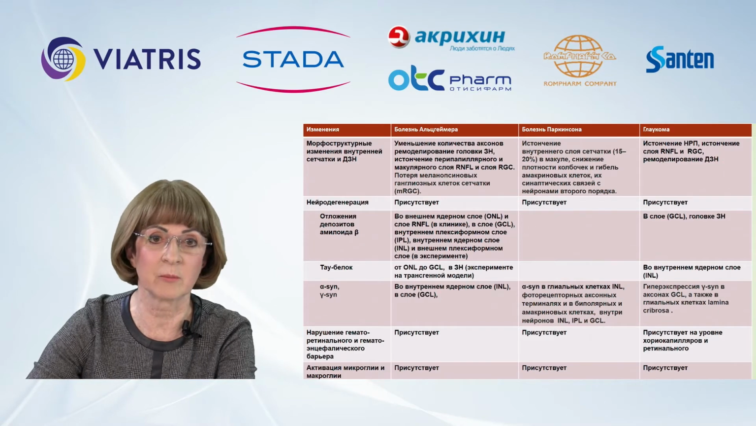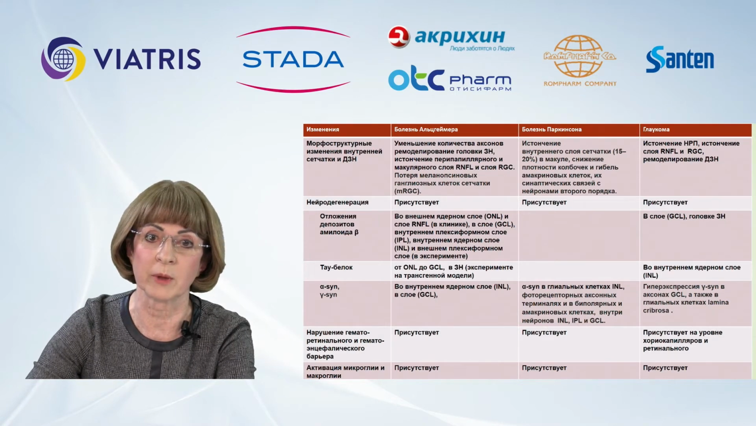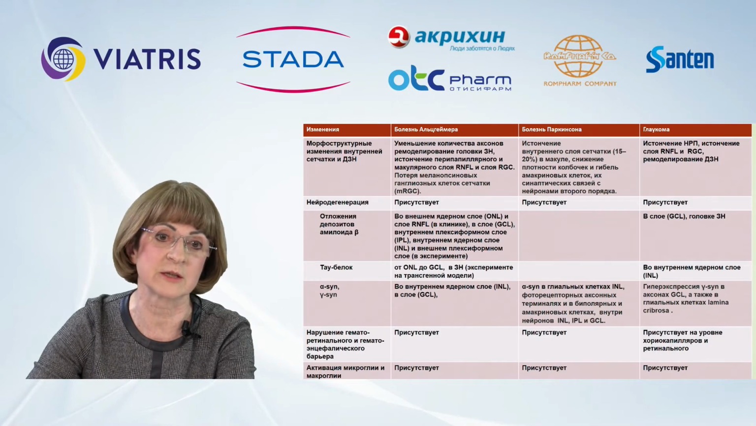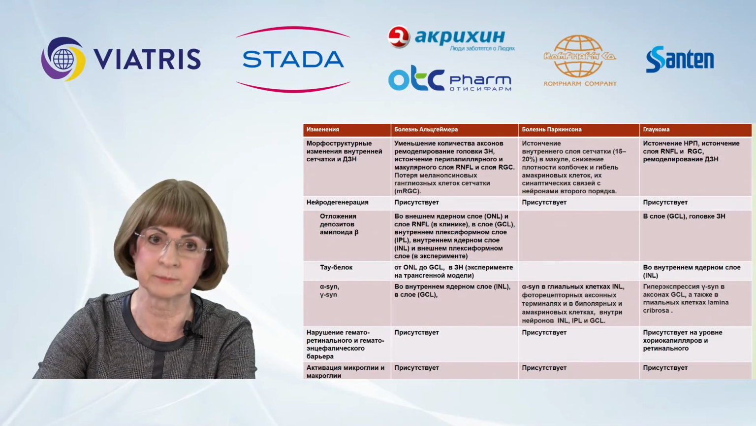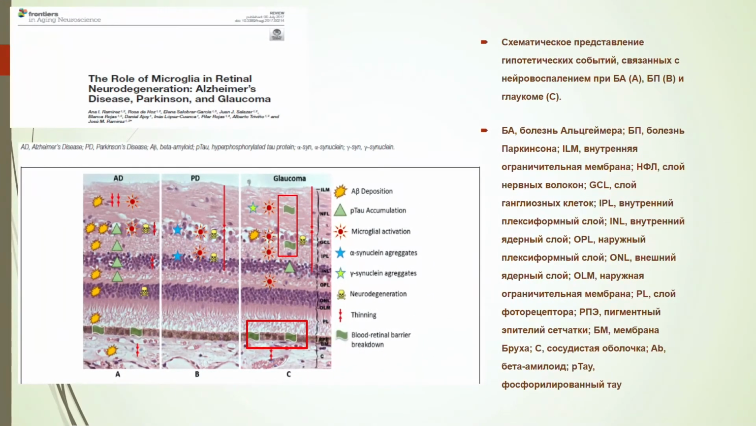Two other proteins of neurodegeneration, alpha and gamma synuclein, are typical for Parkinson's disease, which is considered to be a synucleinopathy, with just a few in Alzheimer's disease and a little in glaucoma. And last but not least, all three diseases are characterized by hematoretinal and hematoencephalic barrier disruption, and in this case we see micro- and macroglia activation.